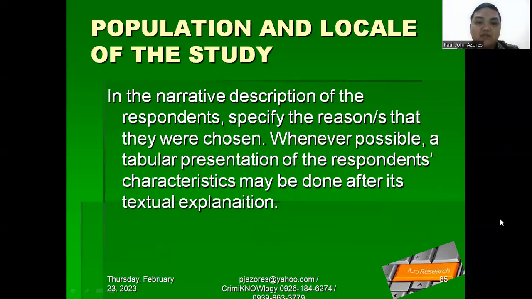In the narrative description of the respondents, specify the reason that they were chosen. Whenever possible, a tabular presentation of the respondents' characteristics may be done after its textual explanation. So the reason why that sample was specifically chosen should be reflected also in the paper.